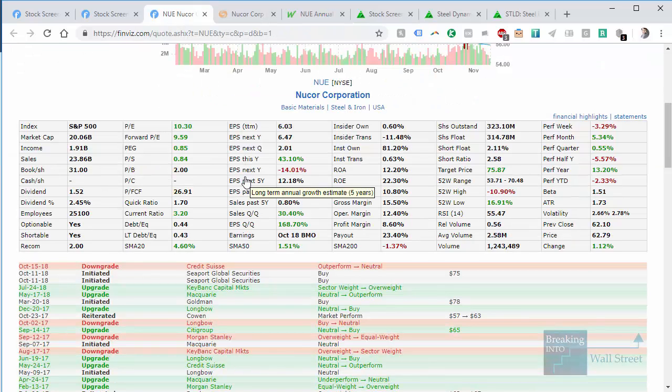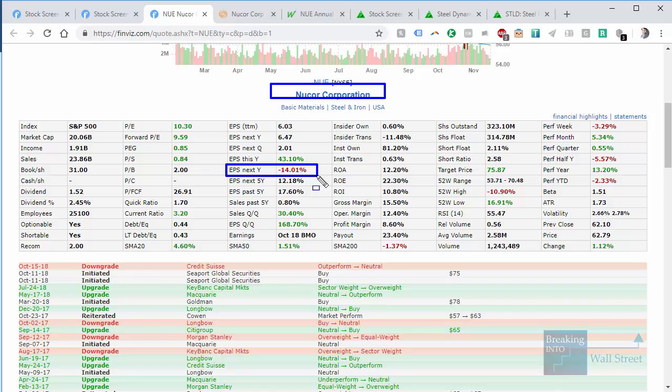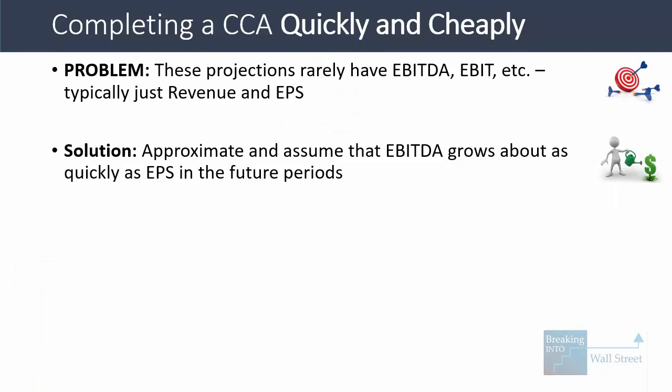So here, for example, we could look at the EPS growth for Nucor. They're saying that in the next year, it's going to decline by 14%. So if that's true, then EBITDA should probably decline by some amount as well. Maybe not 14%, maybe 10%, 15%, something like that. And we could use that to quickly come up with estimates for EBITDA and other figures for this company.